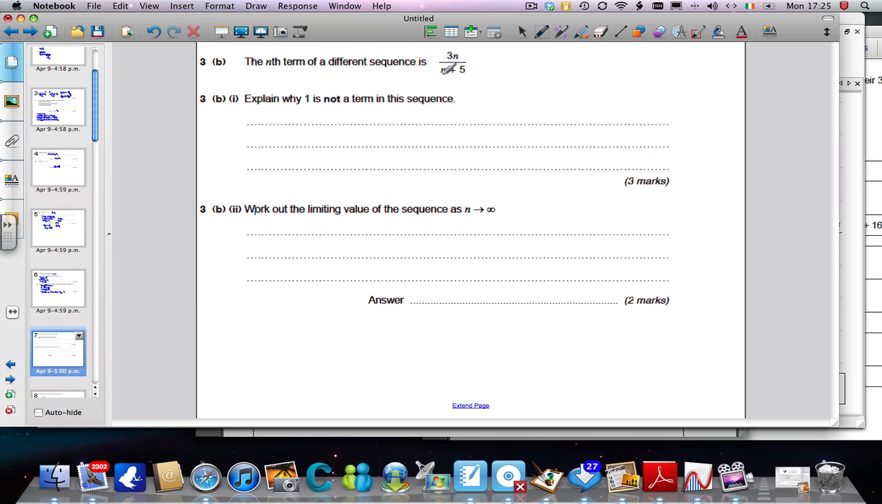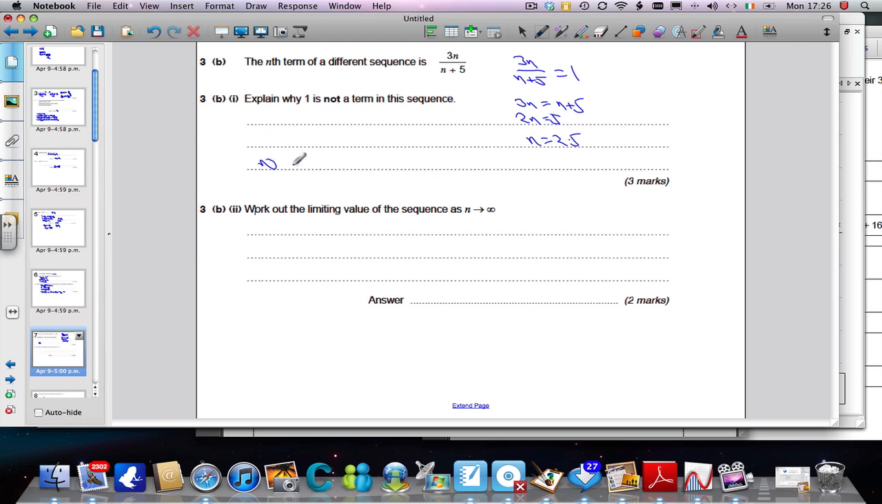We're given a different sequence here, and we're asked to explain why 1 is not a term in the sequence. Well, if 1 was a term in the sequence, we should be able to let the sequence equal 1. So I should be able to say 3n over n plus 5 should be equal to 1 if 1 is in the sequence. So multiplying both sides by n plus 5, we get 3n equals n plus 5. I'm going to take n off both sides, so we get 2n equals 5. That would mean n is equal to 2.5.